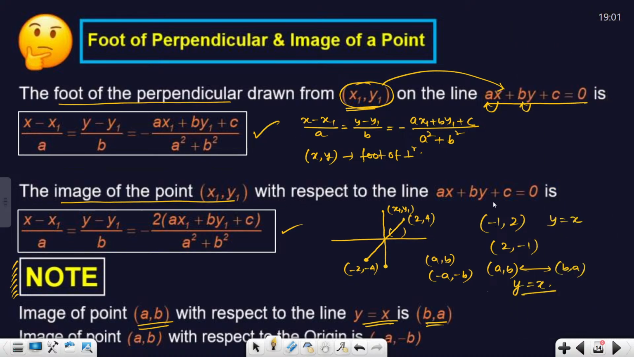This is the shortcut formula for finding out the foot of the perpendicular. And this is the shortcut formula for finding out the image of that point.